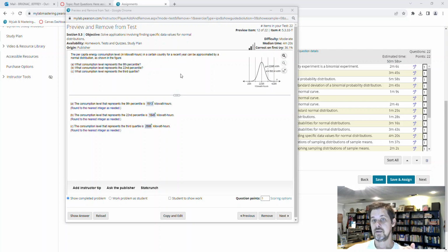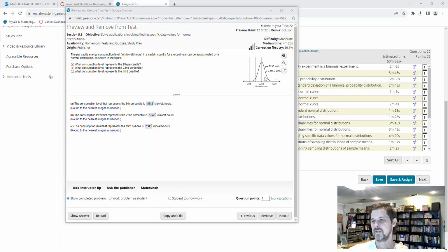Okay. So, we're given this normal distribution, and I noticed that on the actual graph here, I'm given the mean. So that's this number, 2295. And I've given this also the standard deviation, 583.4. Okay. And this is the distribution of energy consumption. And we can read it further if we want to. But here's what it's asking us. It says, what energy consumption level represents the 9th percentile?